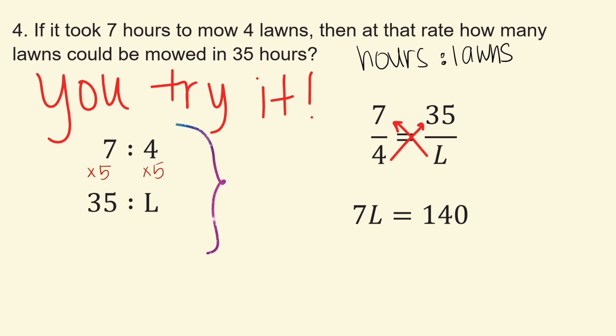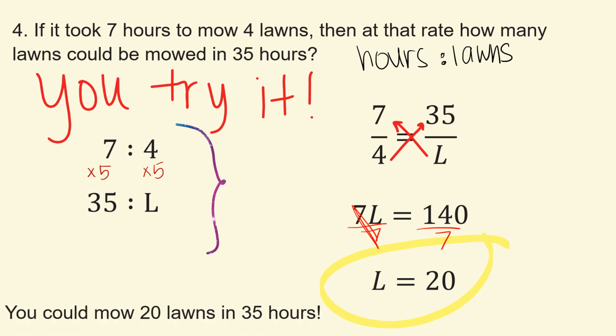Right, then I divide both sides by 7. Cancels out on the left. Right, and I'm left with L equals 20. Right, so totally fine if you did it the first way like I just mentioned. I'm just now noticing that that was an easy one, so you didn't necessarily have to set up a cross multiplication problem for that. Right, but our answer is 20, and to put that in context, we would say you could mow 20 lawns in 35 hours.